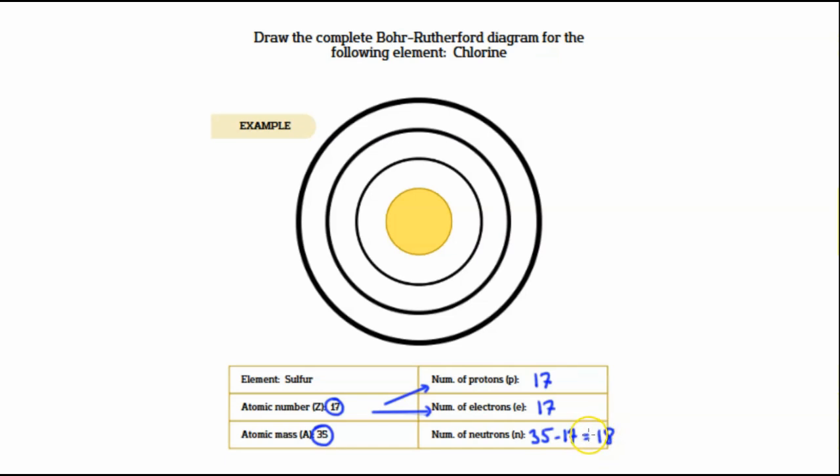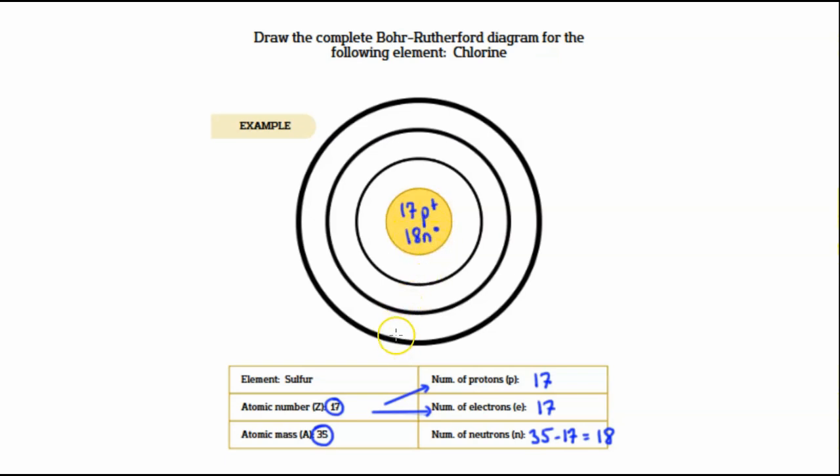Now that we know how to find the number of protons, neutrons, and electrons, we can move on to drawing the diagram itself. Don't spend hours trying to figure this out. I can show you in less than a minute. Let's do this. So in the nucleus, we have our protons and neutrons. So we're just going to write we have 17 protons and 18 neutrons.